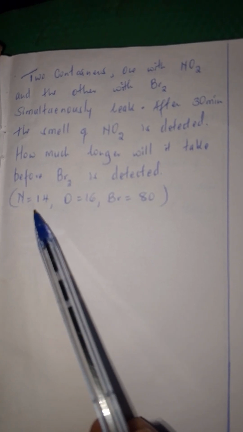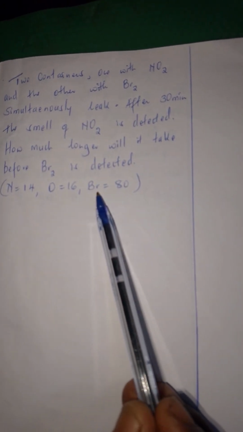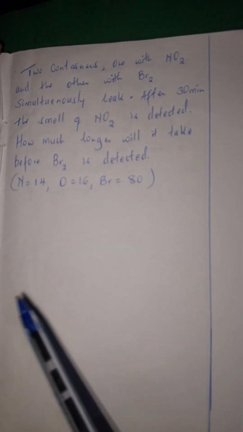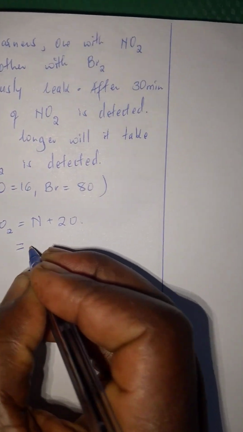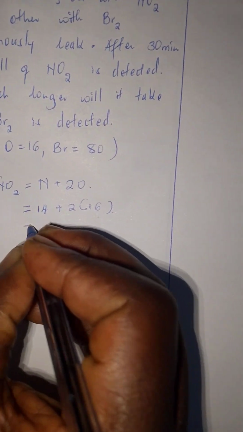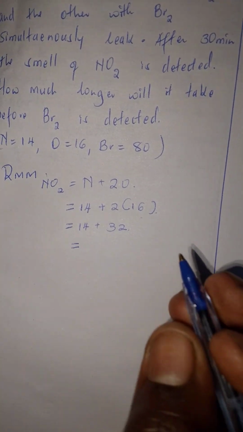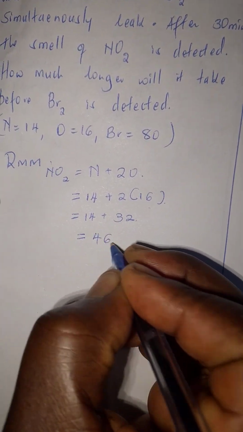We've been given the relative atomic masses of nitrogen as 14, oxygen as 16, and bromine as 80. So step 1, we need to get the relative molecular masses of our individual gases. The relative molecular mass of nitrogen dioxide: we have nitrogen and 2 atoms of oxygen. Nitrogen is 14 and oxygen is 16, so we have 14 plus 32, and this gives us 46.